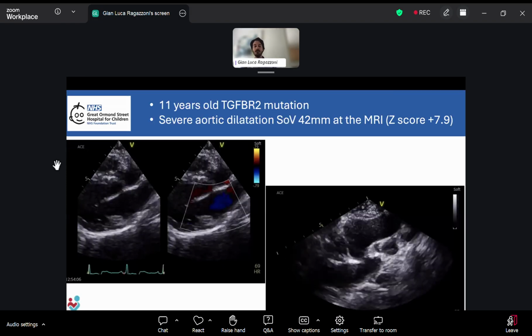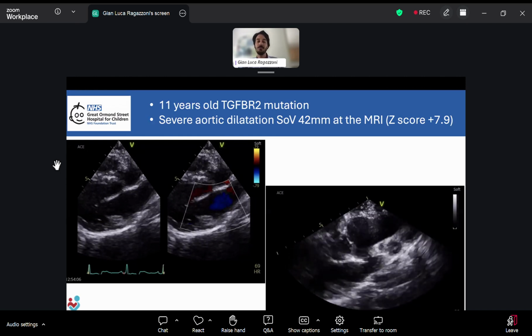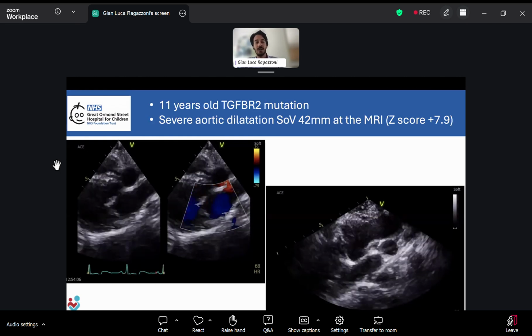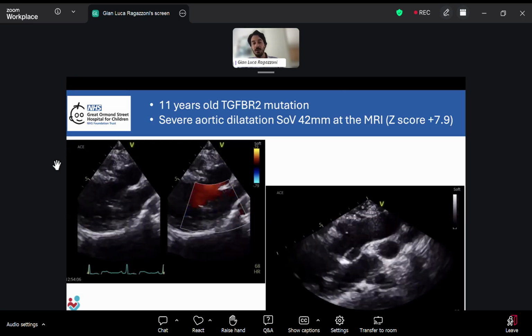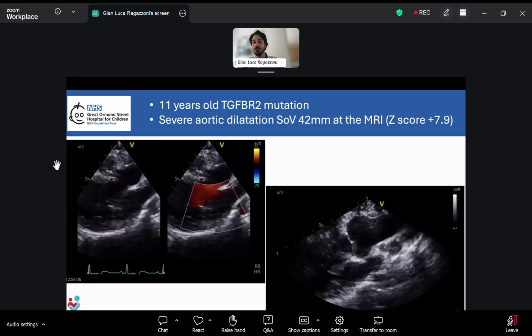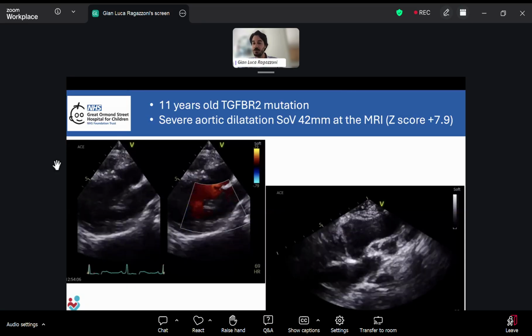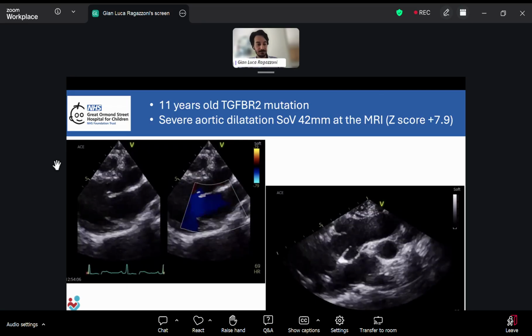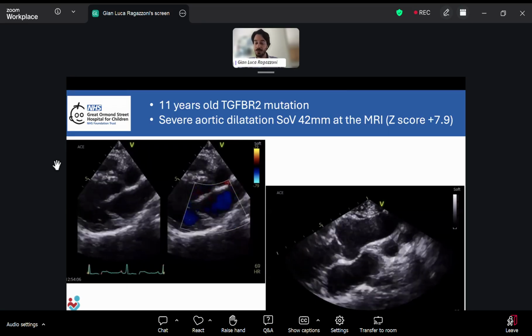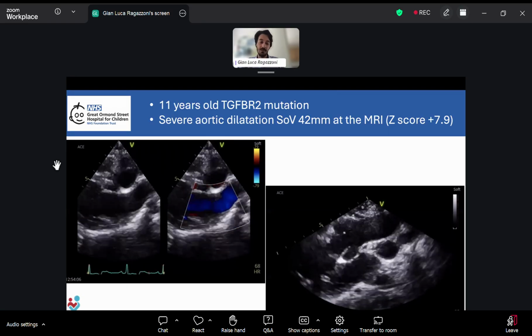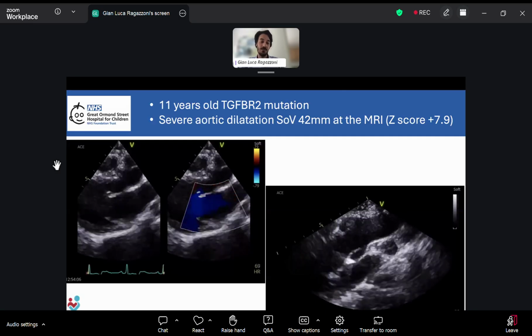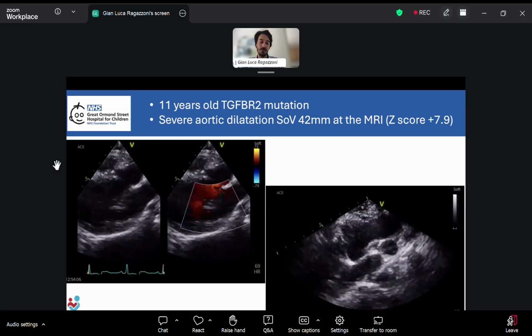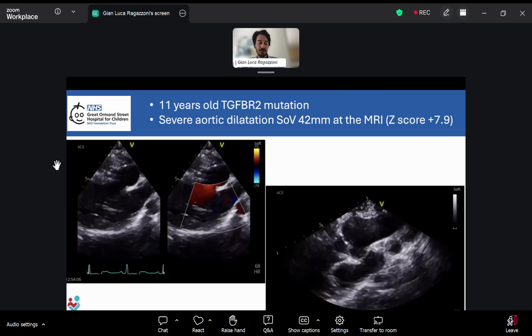Now, for a second case, this is an 11-year-old with a TGF-beta receptor 2 mutation. She had severe aortic dilatation, so the level of the sinus of Valsalva was 42 millimeters with a Z-score of plus 7.9. Again, here we can see that she has a quite severely dilated aorta. The mitral valve is again dysplastic. There is a little bit of prolapse, although there is no significant regurgitation.